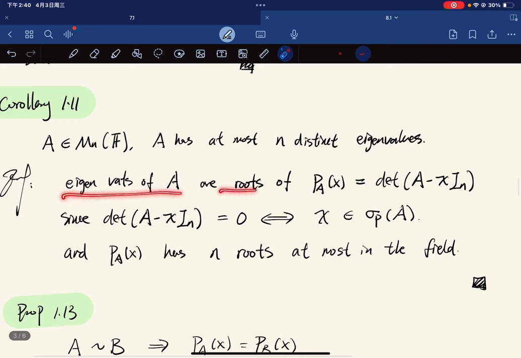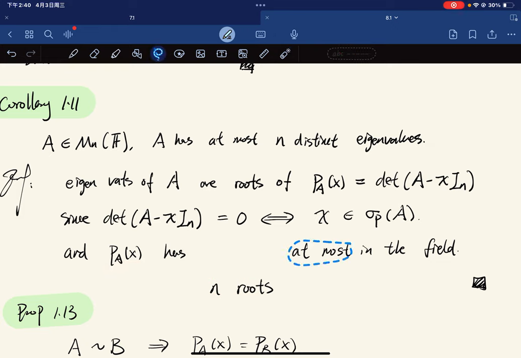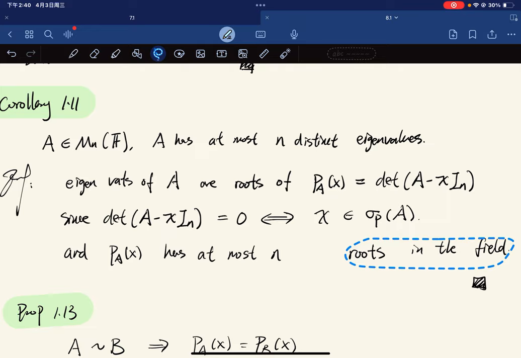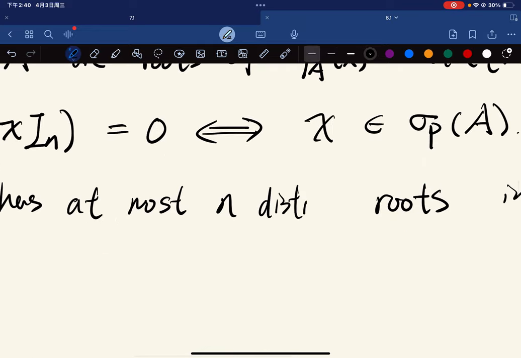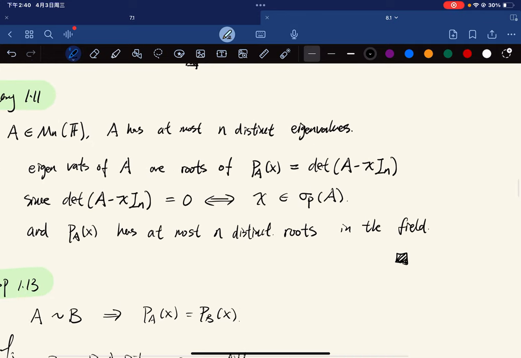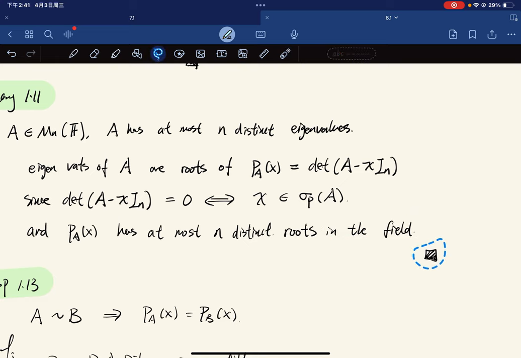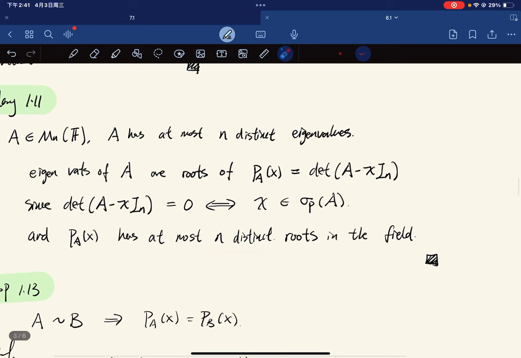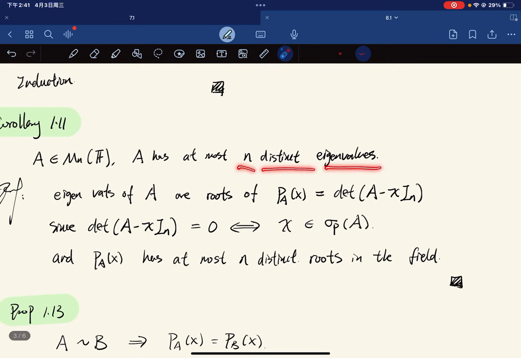Eigenvalues of A are the roots of the characteristic polynomial, since this is equal to zero if and only if this, right? I just talked about this, and PA(x) has at most n roots. Sorry, the English doesn't make sense. It has at most n distinct roots in the field, right? Well, if the field is algebraically closed we have exactly n roots, but we also have to make sure that they're distinct, right? So this is the edge case, n distinct eigenvalues for an n times n matrix.